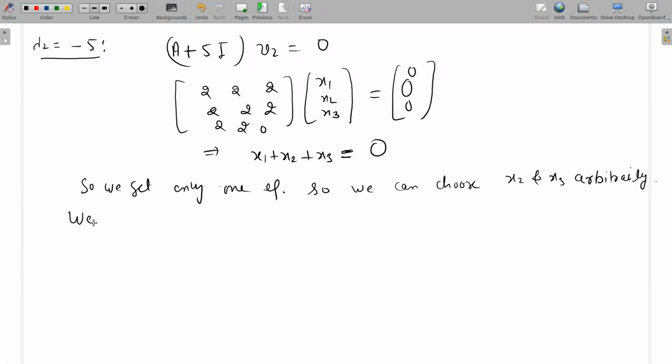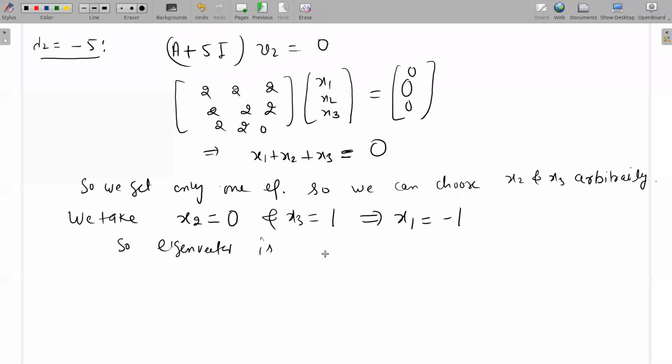So if we take, now I can take 0 as well. x2 equal to 0 and x3 equal to 1. So I got x2 equal to, sorry, x1 रहेगा. So x1 क्या आएगा? Minus 1. So eigenvector is, एक आपको मिल जाएगा ये, minus 1 0 1.